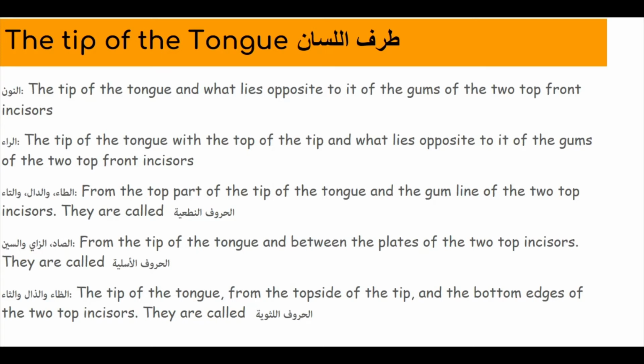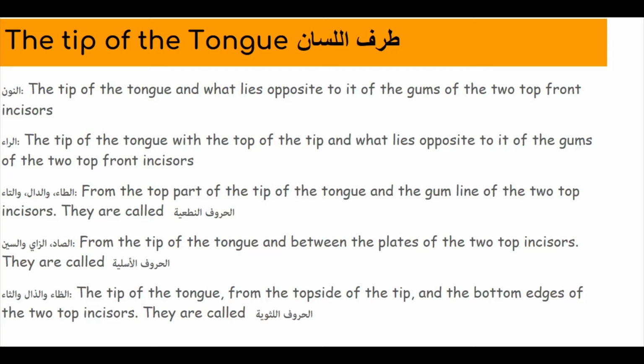So ra and nun, we can say that because of the closeness between them, they share the same articulation point, with the exception that ra uses the top of the tip of the tongue, whereas nun uses only the tip when we want to pronounce them.